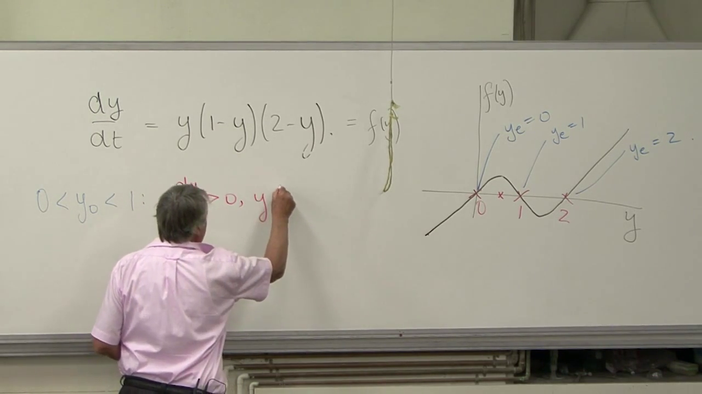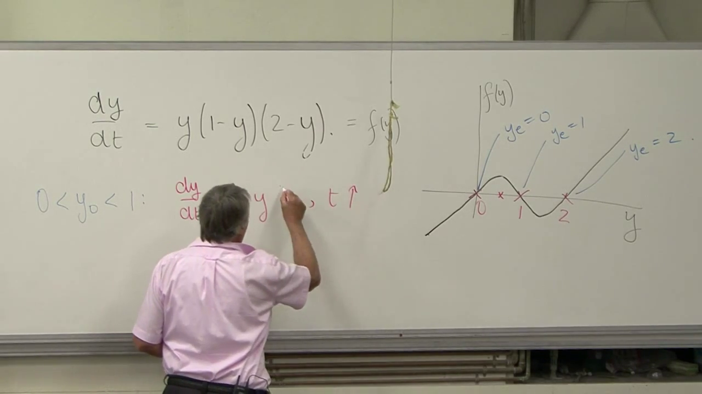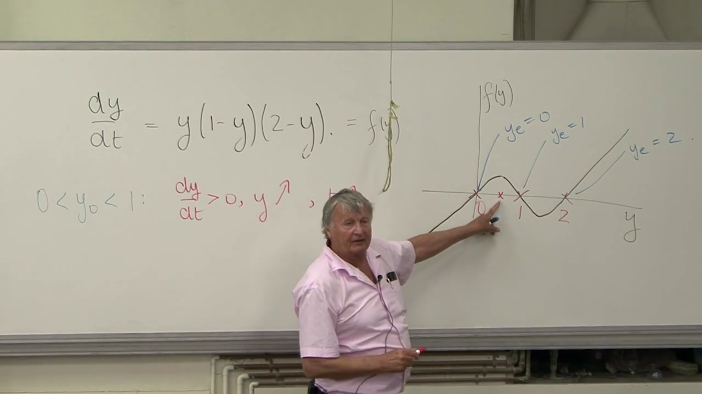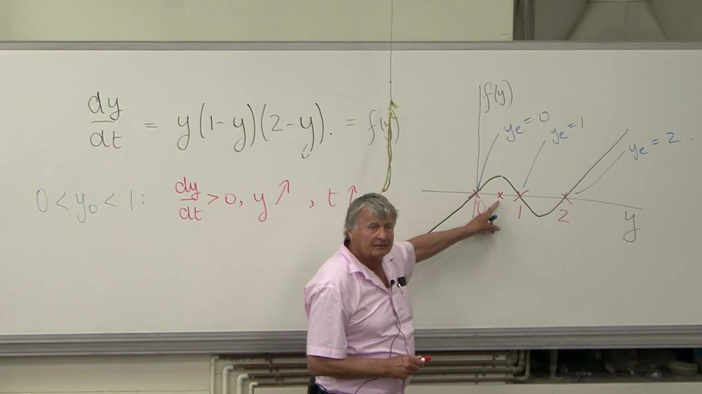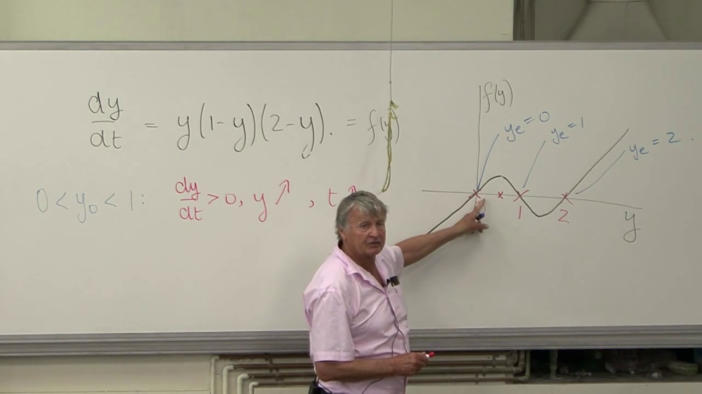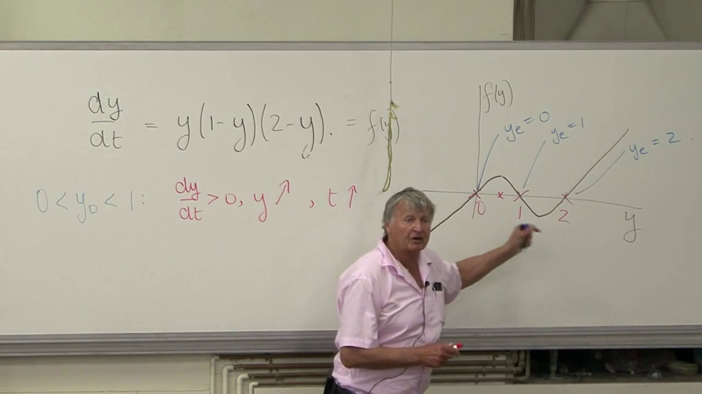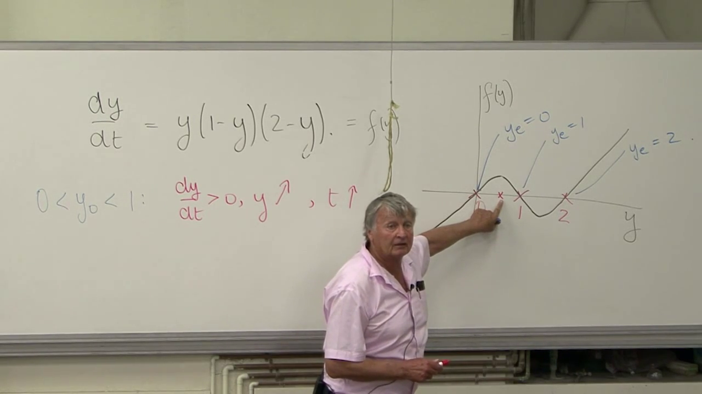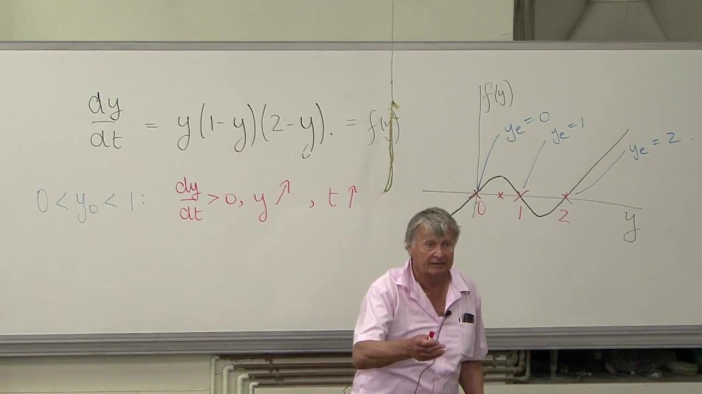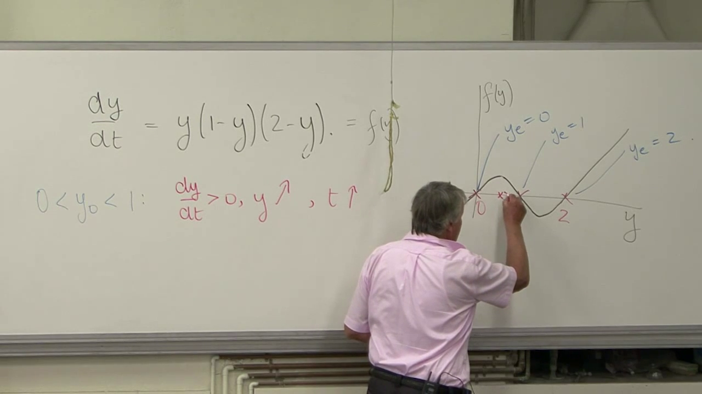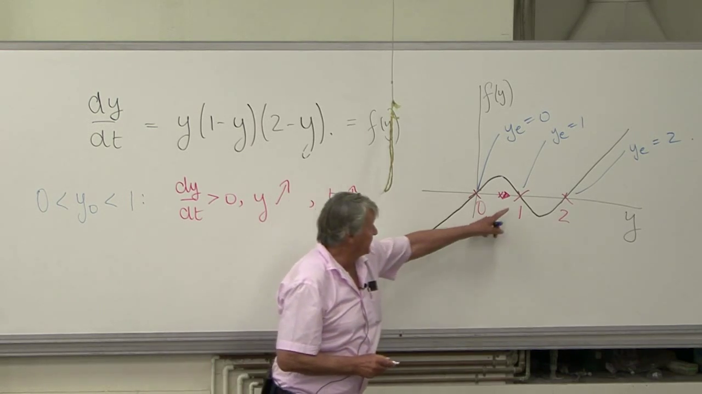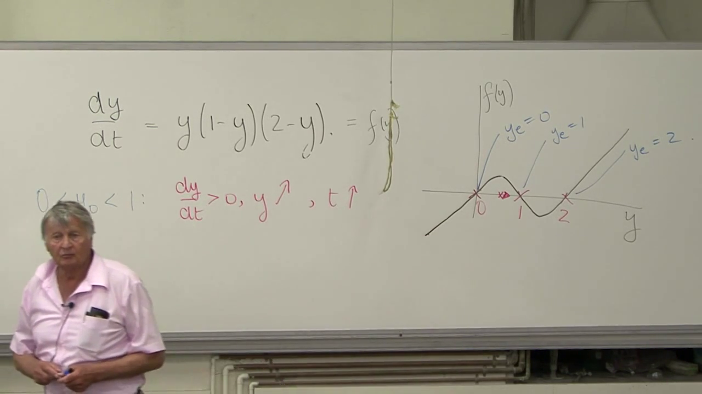Therefore, as t increases, y will increase. So, which direction will I go from here? Where will the y move? Will it move this way or this way? Will it move to the right or to the left from this point? To the right, because y is increasing, right? So it moves to the right. And you can see it keeps moving to the right until it gets to, when will it stop? 1.